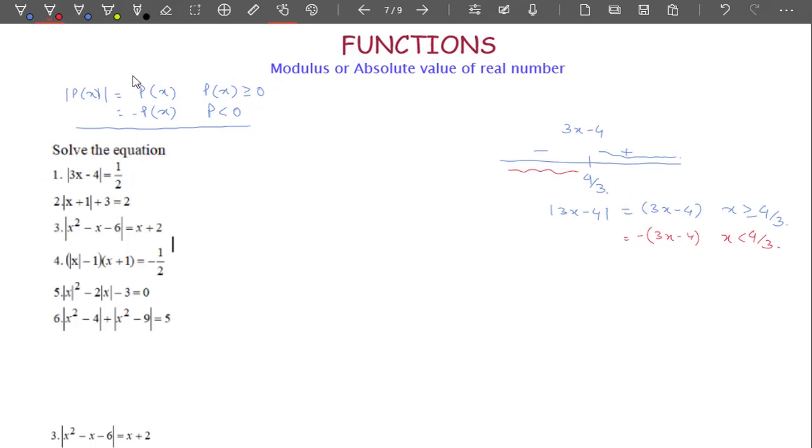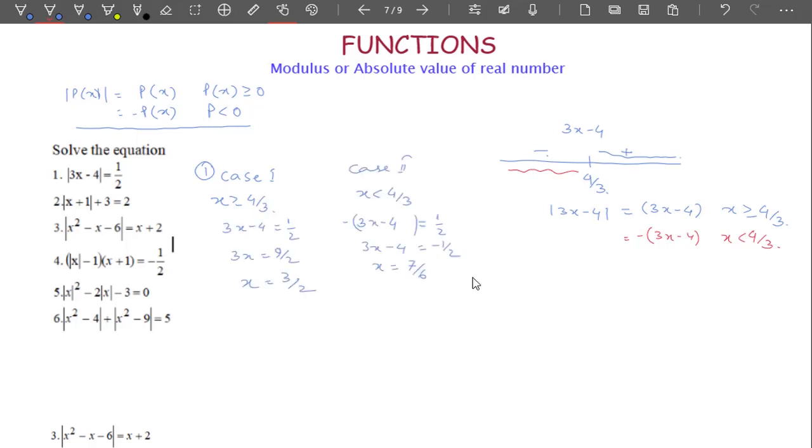Okay, question number 1. We are having two cases. This is case 1, this is case 2. When x is greater than or equal to 4 by 3. So this is the solution of question 1.